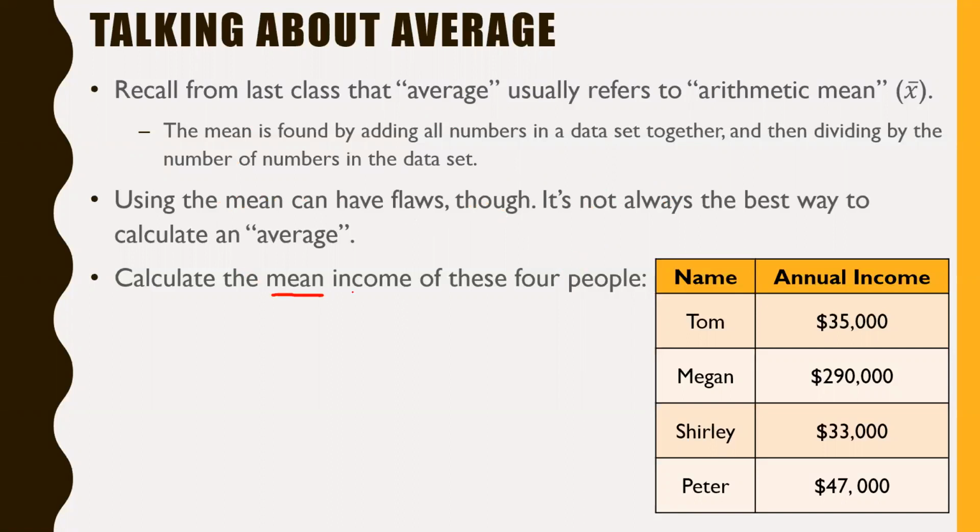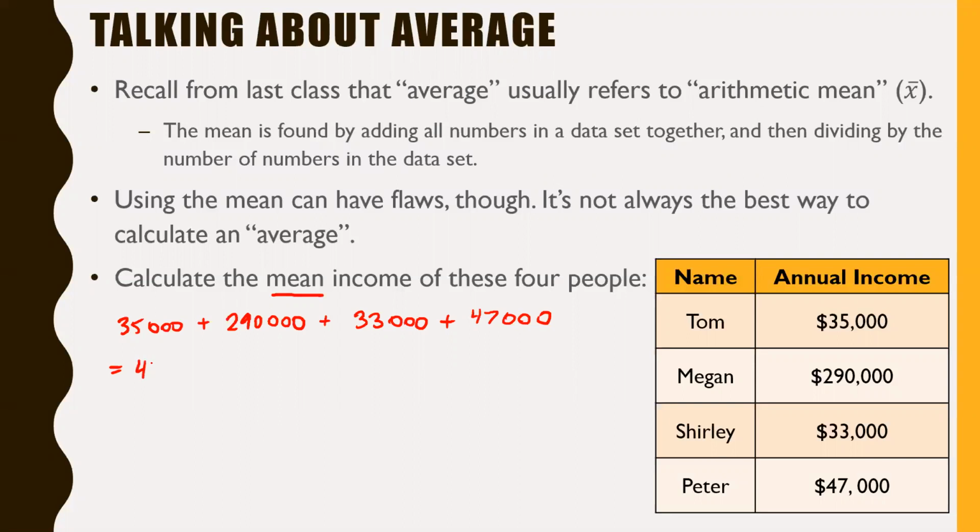Anyway, let's calculate the mean income of these 4 people that I've put in here. We got Tom, Megan, Shirley, and Peter. To calculate the mean, you just have to add all of these up and then divide by the number of numbers in this data set. And there's, of course, 4 numbers in this data set. So to do that, let's just write these down. 35,000, that's what Tom makes in a year, plus 290,000. That's what Megan makes in a year, and then Shirley is making 33,000. And Peter is making $47,000.